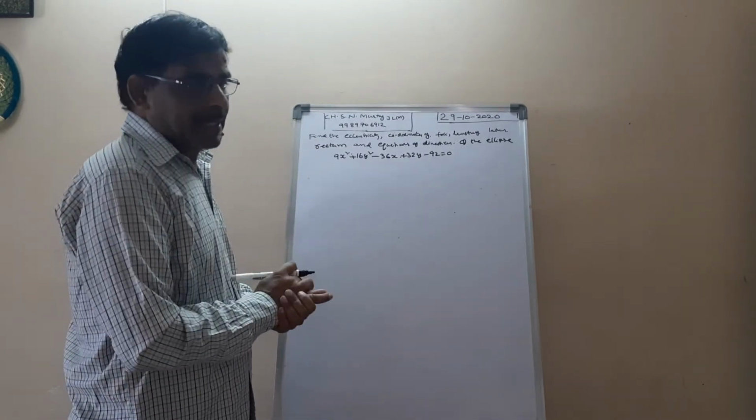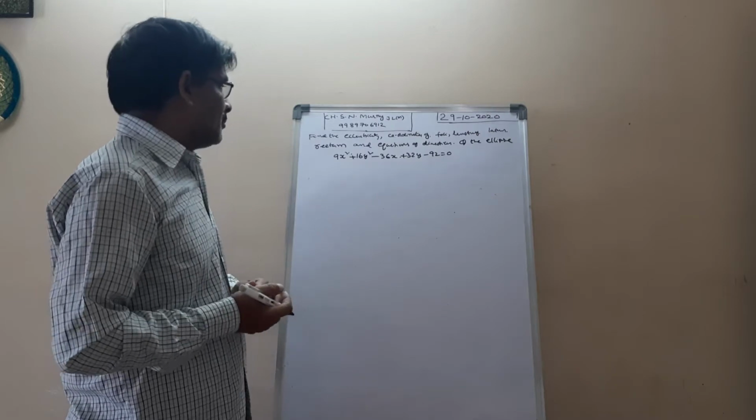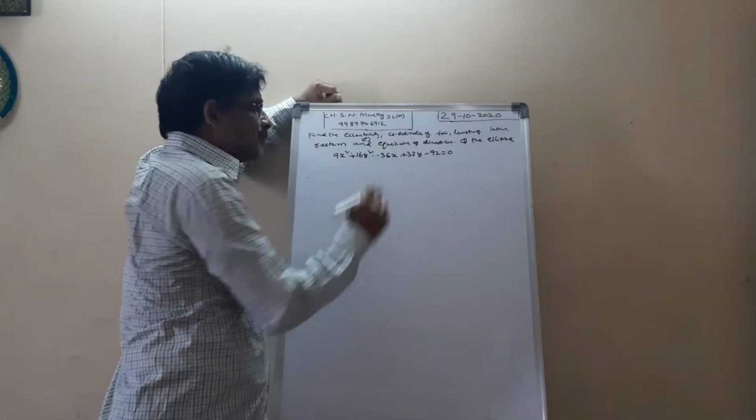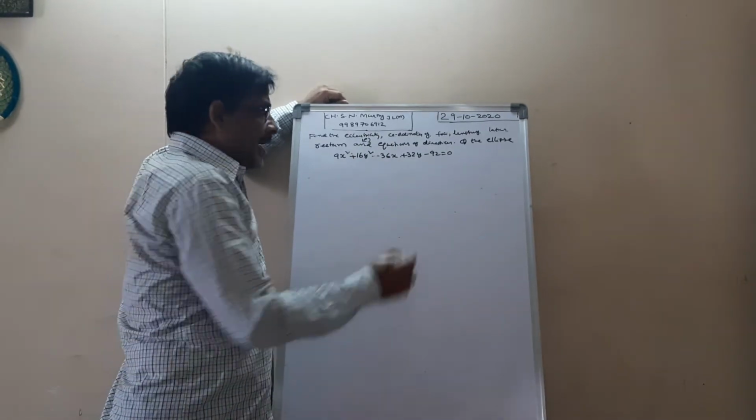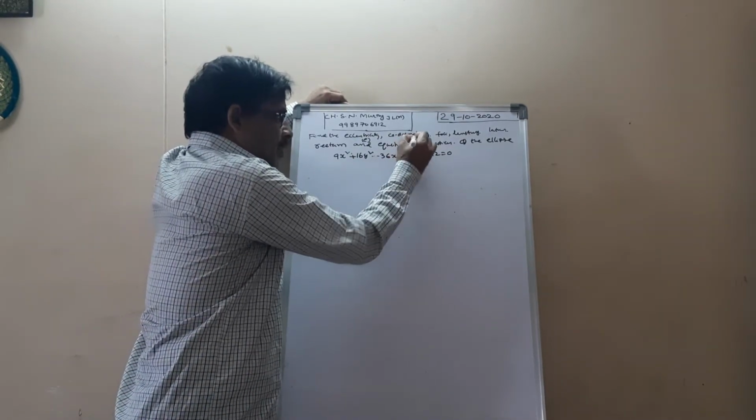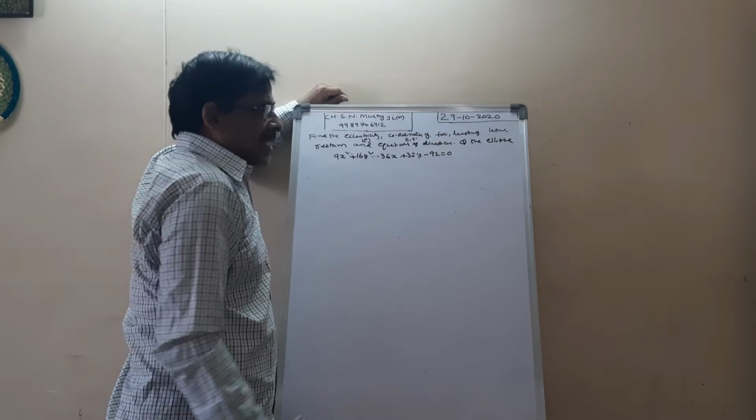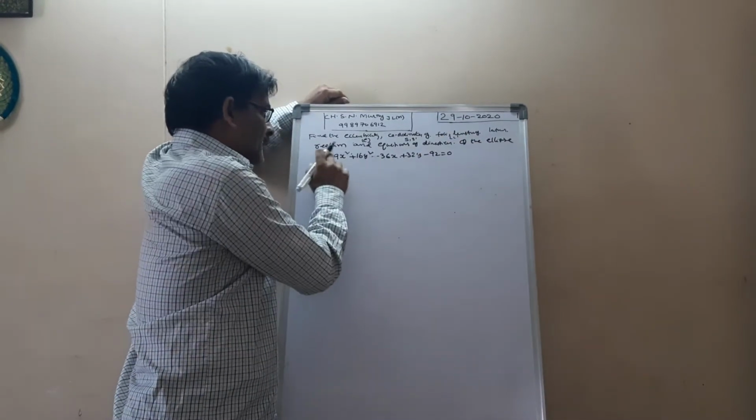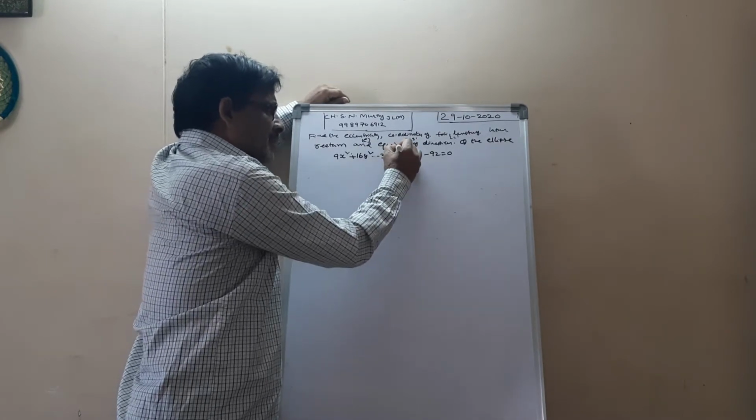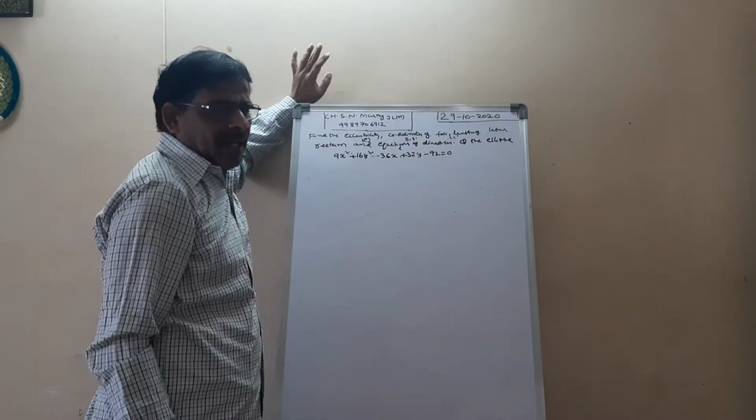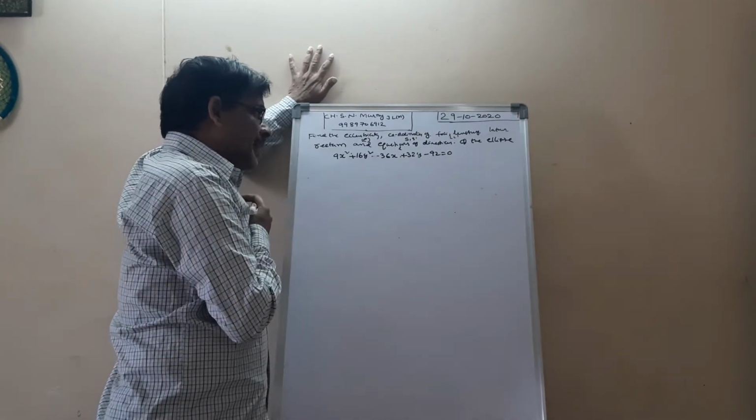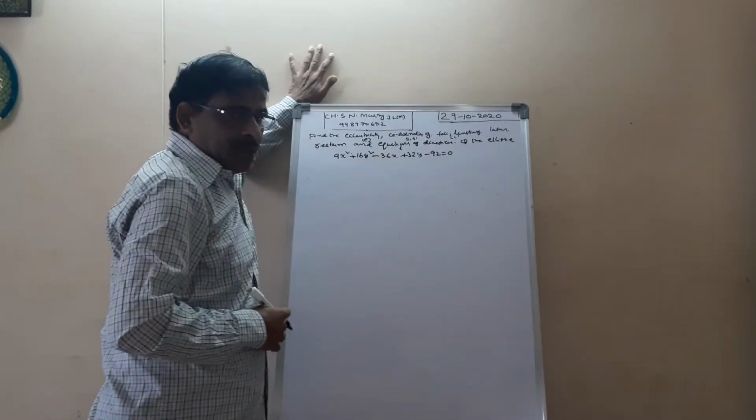Okay, let me read the problem once again here. Find the eccentricity, we want the e value. Coordinates of foci, means S and S dash we want. Length of the latus rectum, it means L dash we want. And equation of the directrix, okay, L we want, or L and L dash, second step, okay, we want. See, the equation of the ellipse is given to you.